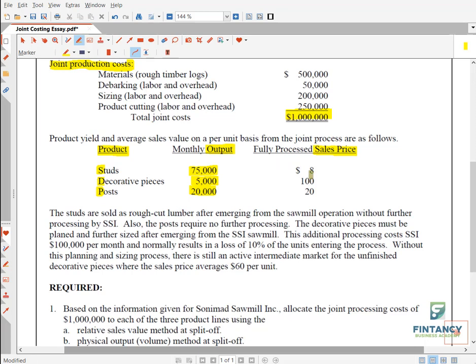What is the selling price? 820. There is a very important point here which you can easily miss. This is the fully processed sales price, my friends, fully processed. Remember, this is not the sales price at split off point. So what is the difference? I hope you remember. Fully processed means, if there is any further processing involved, after that, this is the price. This is not the sales price at split off point.